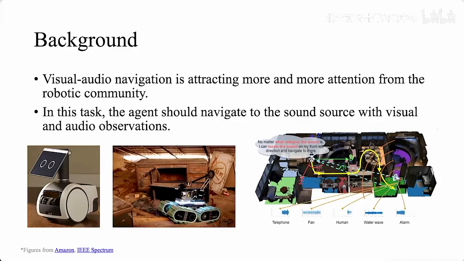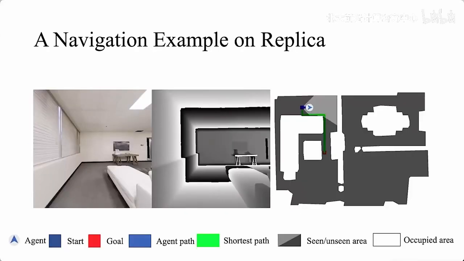Visual audio navigation is attracting more and more attention from the robotic community, due to its broad applications such as household robots and rescue robots. In this task, the agent should navigate to the sound source with visual and audio observations. In the right figure, the agent is in the bedroom initially, and the sound source is in its front left direction. Here we present a demo of an agent navigating to a horn sound.